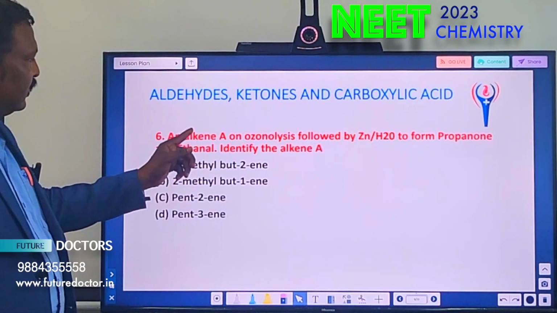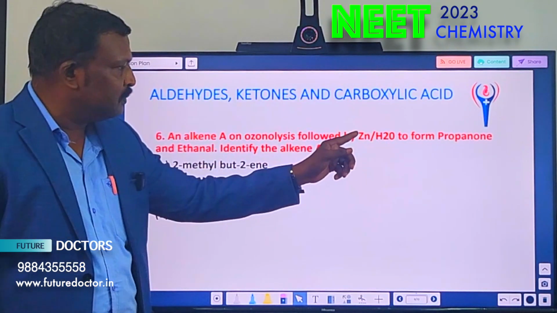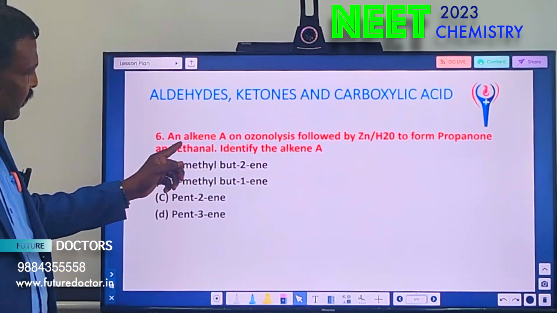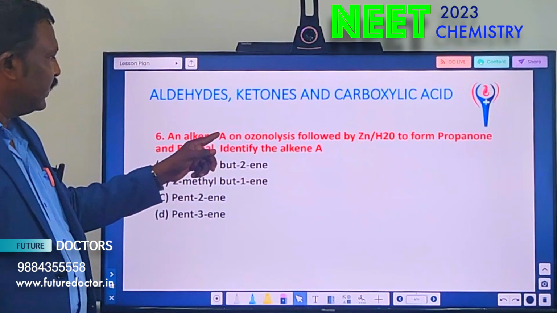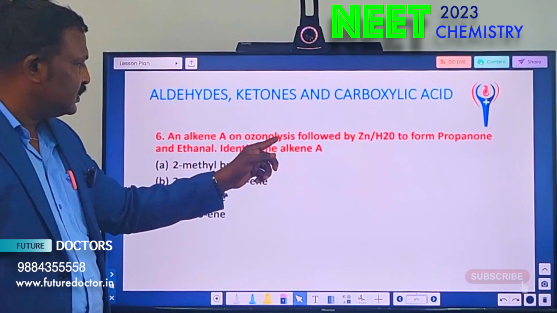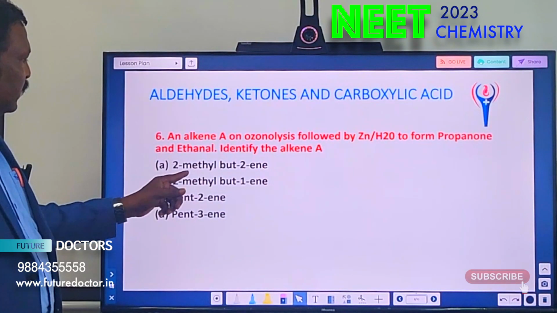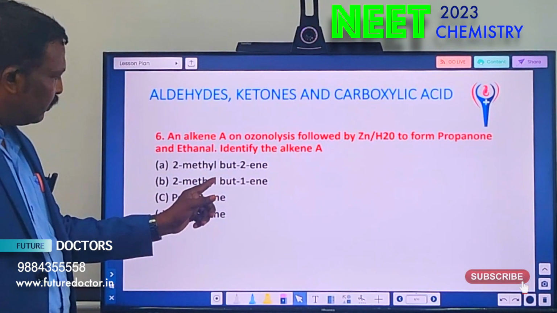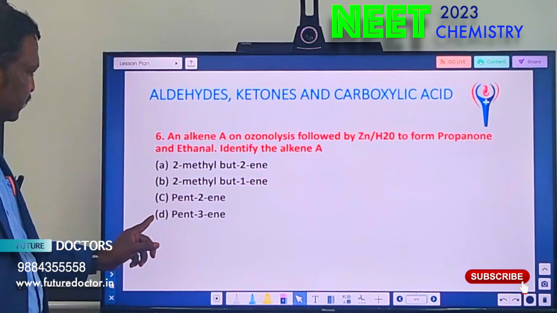Next one, sixth one. An alkene A on ozonolysis followed by zinc in the presence of H2O forms propanone as well as ethanal. Identify the alkene A. So we have to find out only the alkene. Okay, which alkene undergoes ozonolysis to give these products? Option A, 2-methylbutene. Option B, 2-methylbut-1-ene. Option C, pent-2-ene. Option D, pent-3-ene.